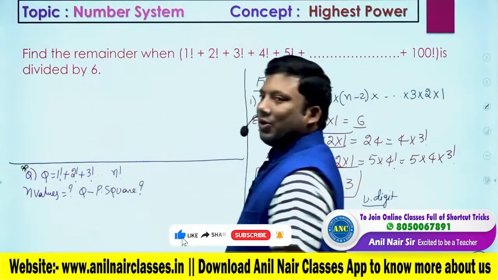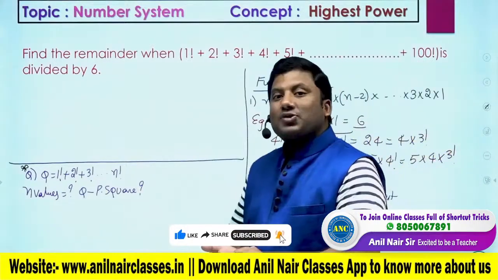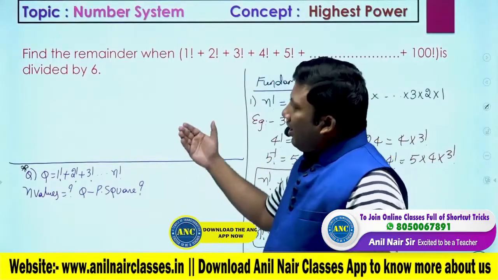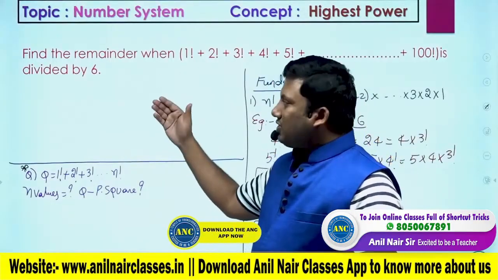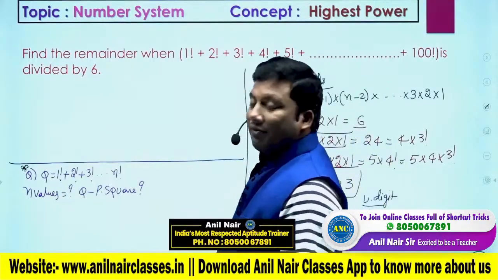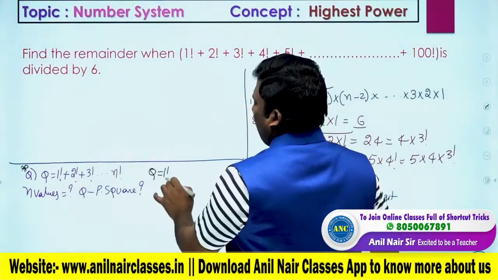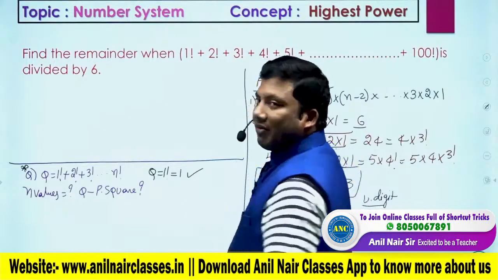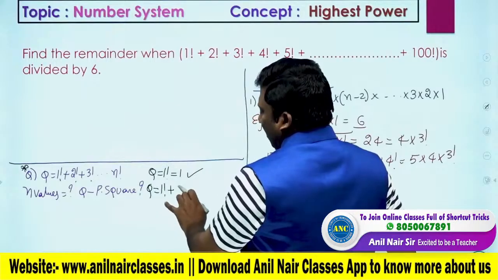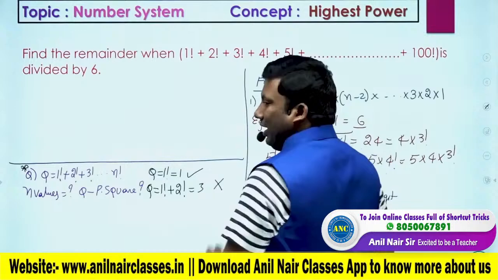A CAT replica question. We'll create as many questions as possible on the spot so that students will learn how to solve questions which are probably not there in the PPT also. If I take 1 factorial, 1, it is a perfect square. If I take the first two terms, 1 factorial plus 2 factorial, 1 plus 2 is 3. 3 is not a perfect square.